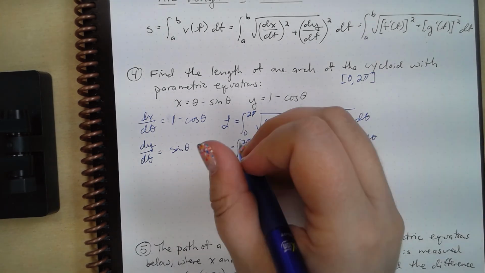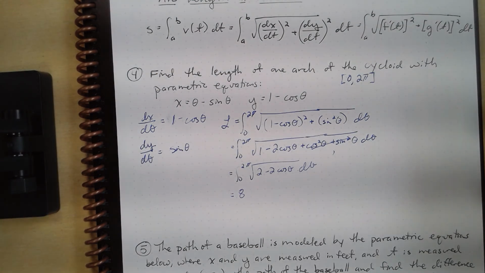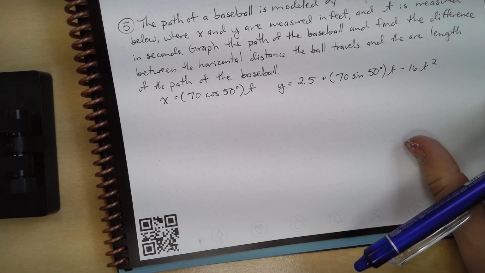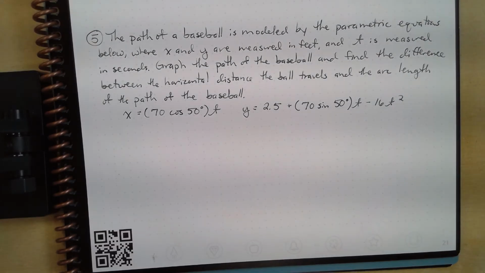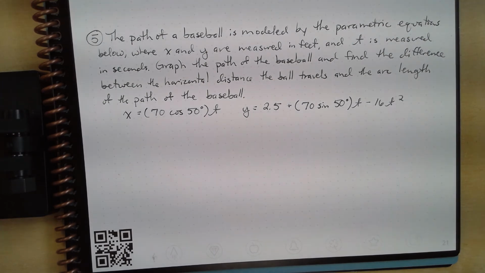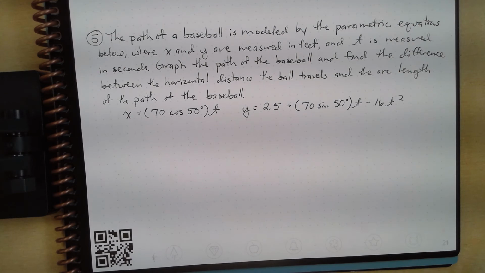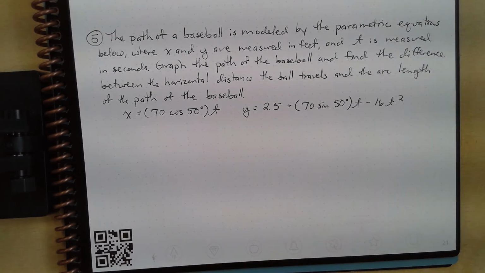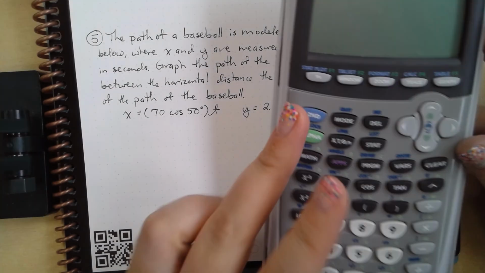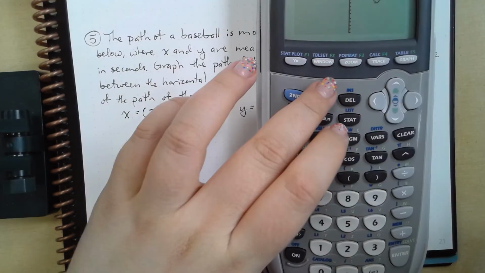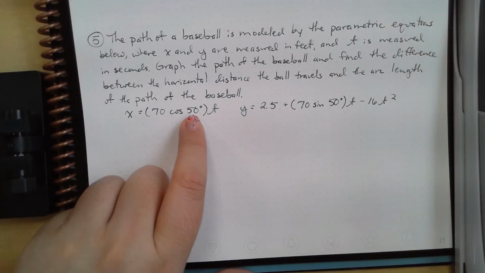Okay? One final example here. The path of a baseball is modeled by the parametric equations below, where x and y are measured in feet and t is measured in seconds. Graph the path of the baseball and then find the difference between the horizontal distance the ball travels and the arc length of the path of the baseball. Okay, I'm going to graph this actually on my calculator, but before I do that, since this is in degrees, I've got 70 cosine 50 degrees t and y. I need to make sure that I'm in degrees.